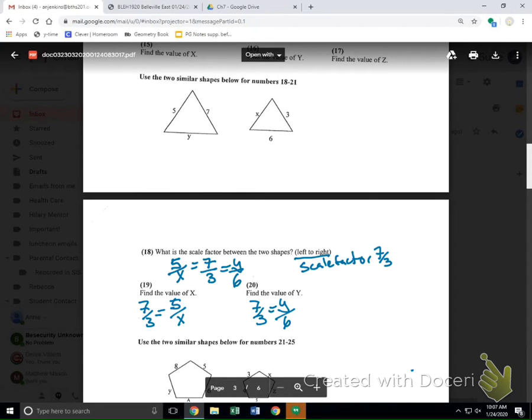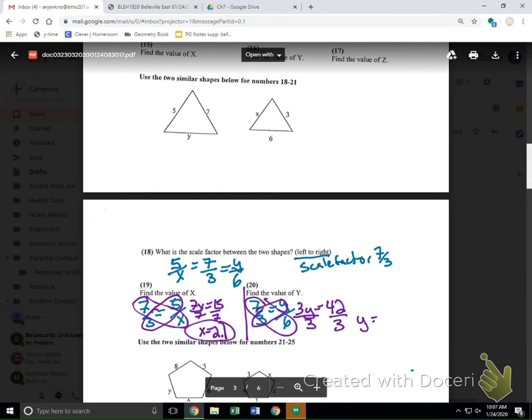Cross multiply. So 7 times x is 7x. What is 3 times 5? 15. What is 15 divided by 7? 2.1, something like that. Okay, I do appreciate you guys doing some mental math despite the fact that you have a calculator on your desk. Okay, so our next one up is 3y equals 7 times 6. 42, right? Divided by 3, y equals 14.